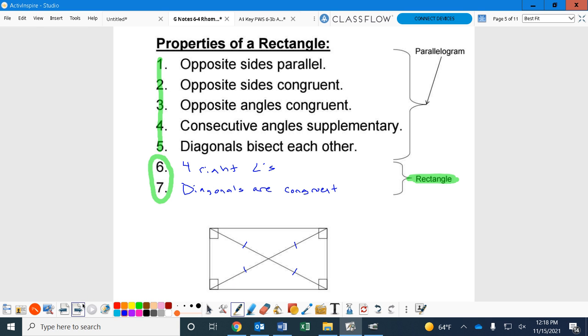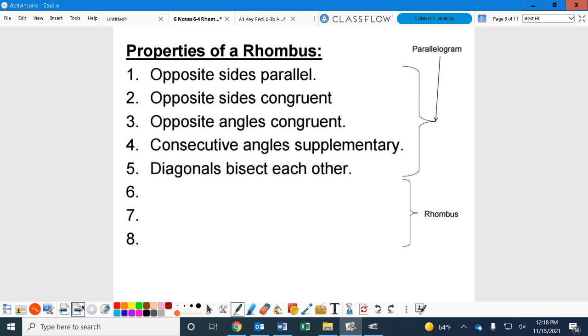Now, let's talk about what makes a rhombus a rhombus. As you can see, the first 5 properties are the exact same first 5 properties that we already had for a parallelogram. We're adding 3 new ones because it is a rhombus.